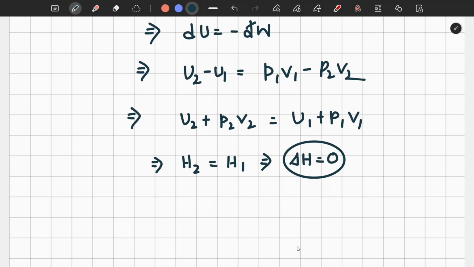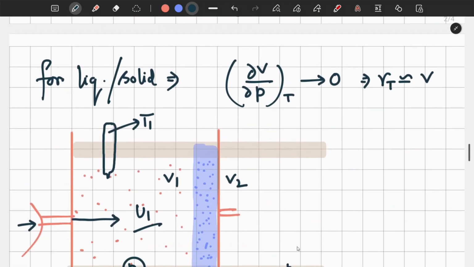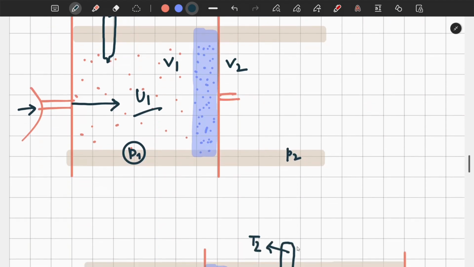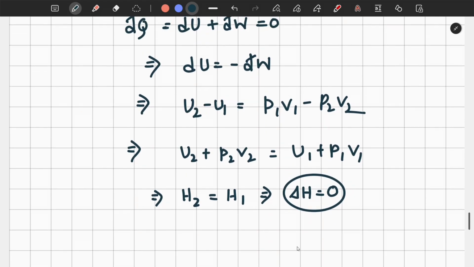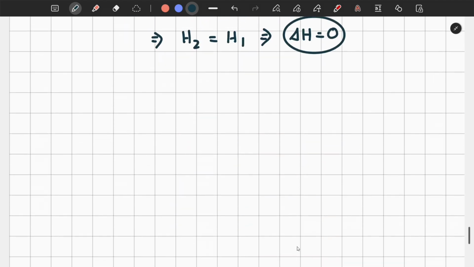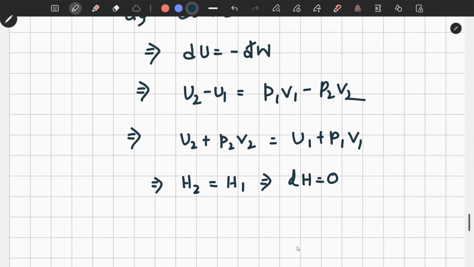Is temperature constant along the thermometer? No, no. Here it is T2, here it was T1. It's not the same. So how is it possible? It is possible because PV is constant in the sum with U.